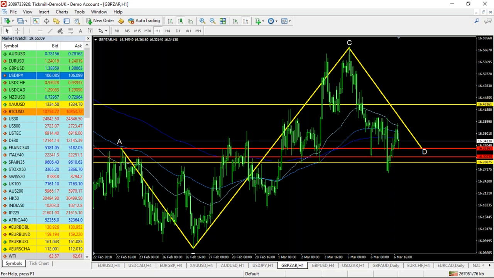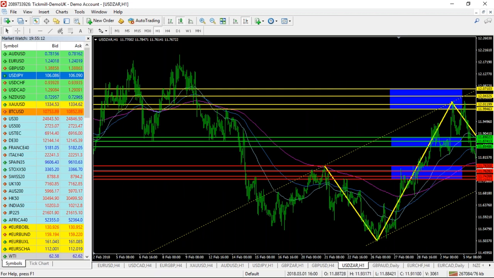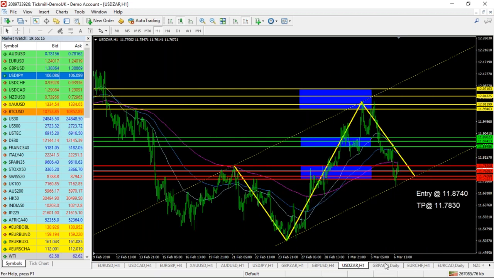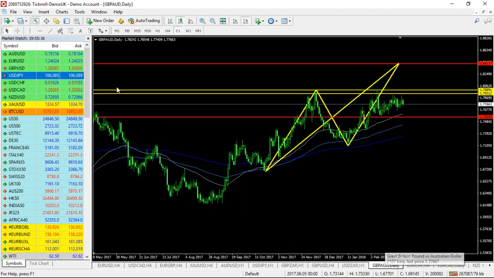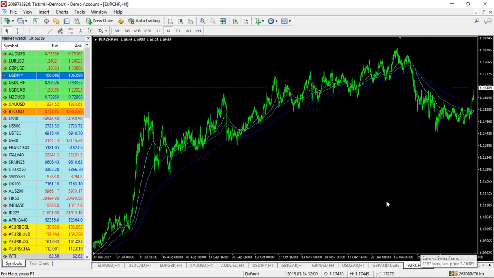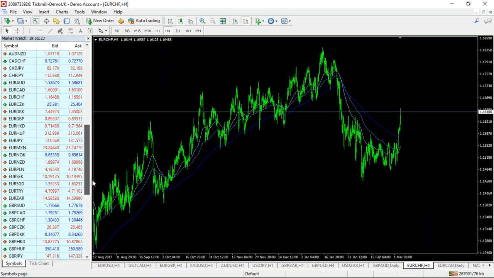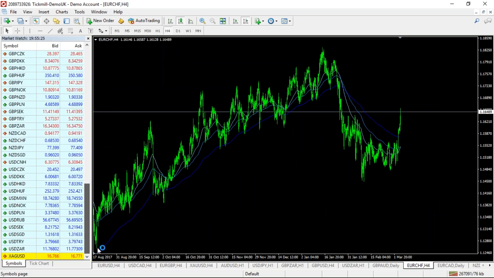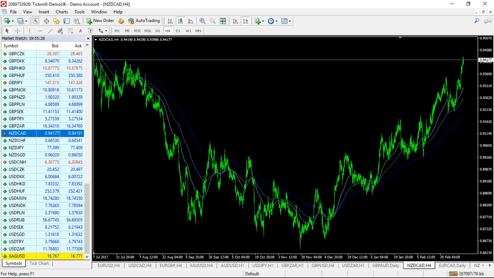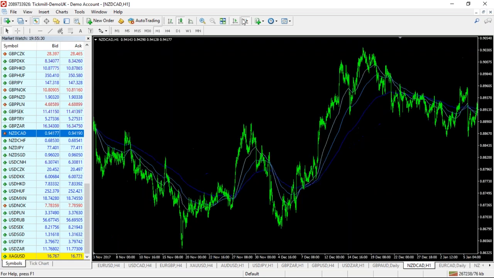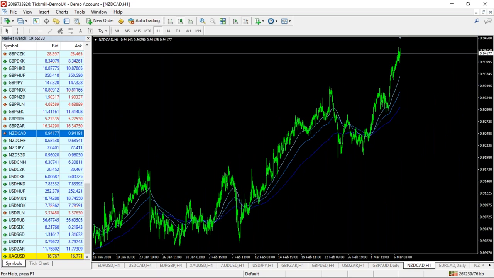NZDCAD. Okay, let's look at NZDCAD. It's quite an interesting one. So let's look at NZDCAD. Give me a second. There we go. We'll start off with the 1 hour chart first. Tlali, we're looking at NZDCAD.